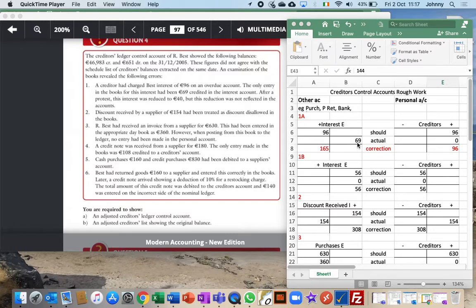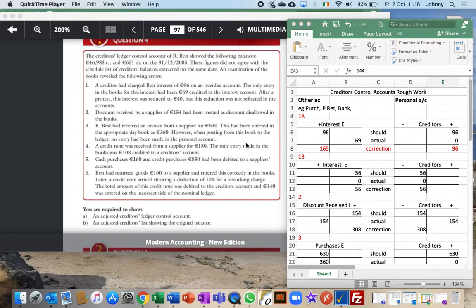So with this 69 here, the easiest thing to do is let's cancel it. So I'm going to put 69 on the opposite side to cancel that. And then I'm going to do the thing I should have done in the first place, which is 96 on this side. So this 165 is 69 to cancel a mistake and 96 to do the thing I should have done in the first place. Okay with that?